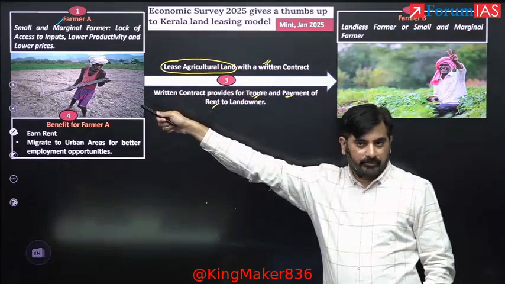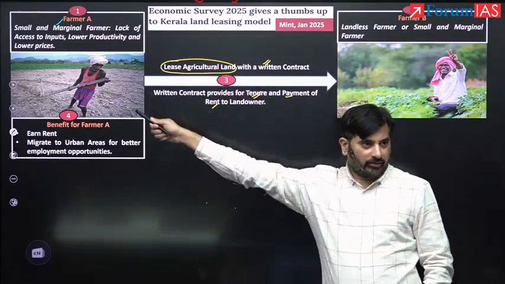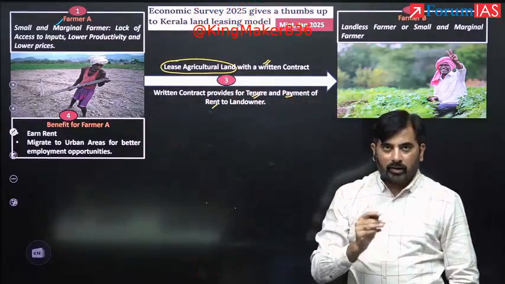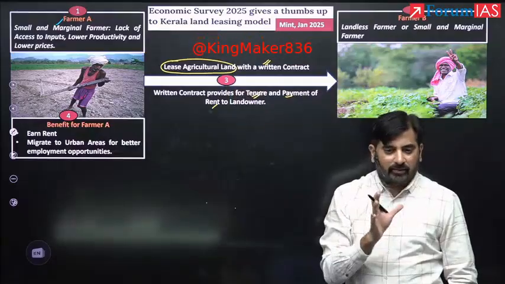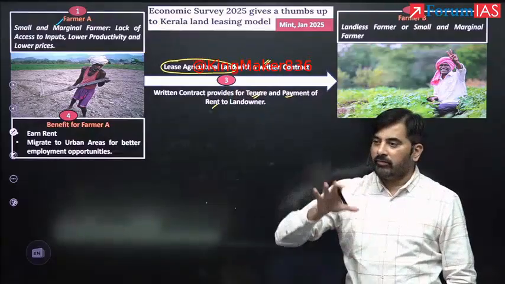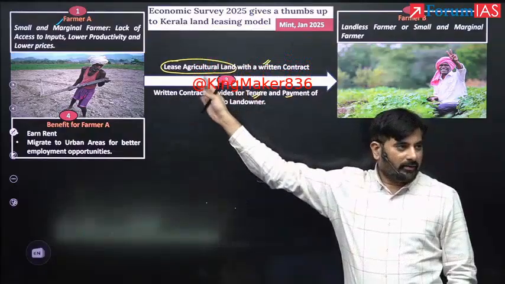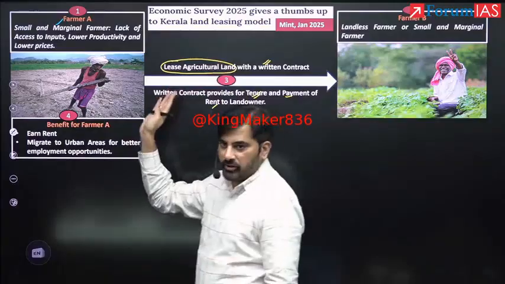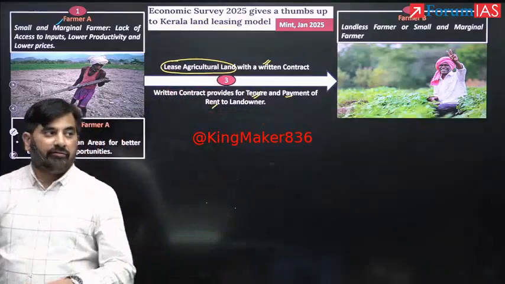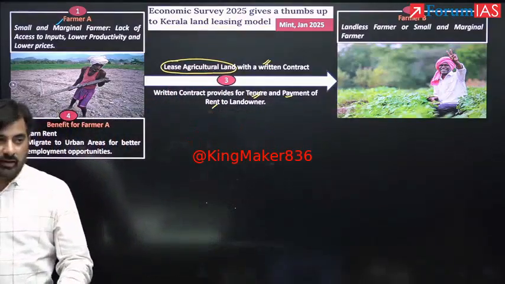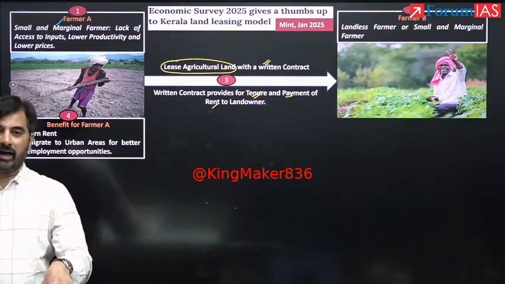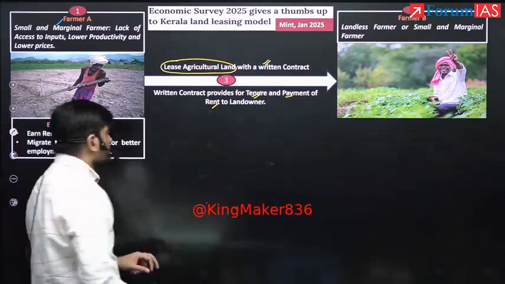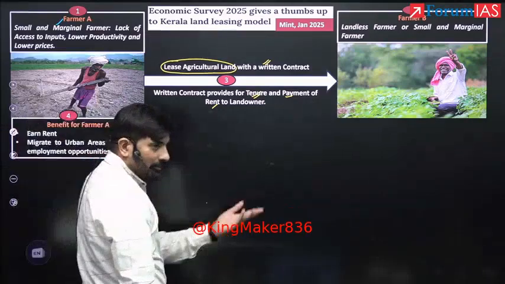I hope you understood how it benefits the owner and the tenant. Now tell me, which is the biggest structural problem of agriculture which is getting solved by the tenancy? Structural problems, biggest structural problem of agriculture. Fragmented land holding to a certain extent can be addressed through leasing. How so? I'm just telling you an example.